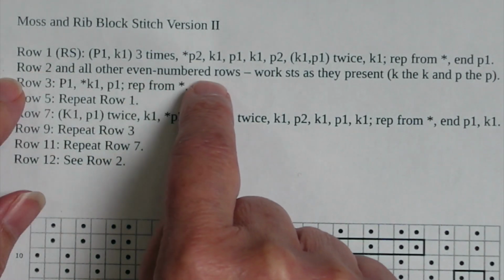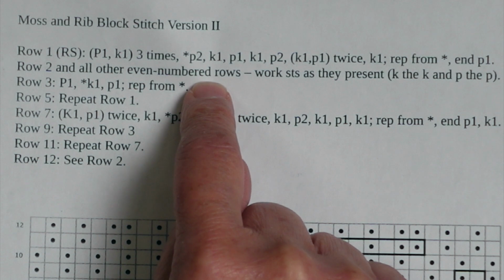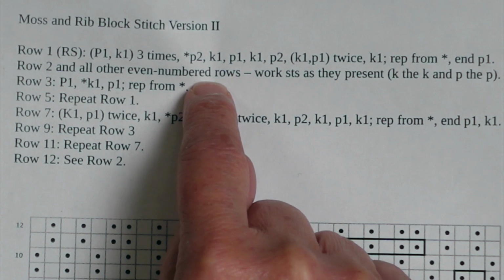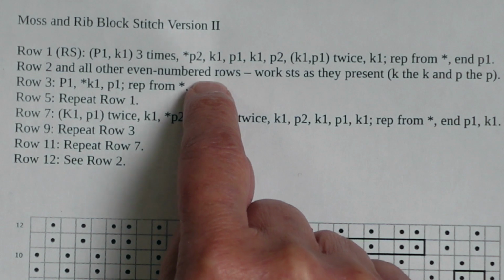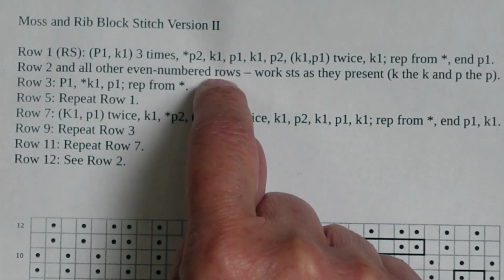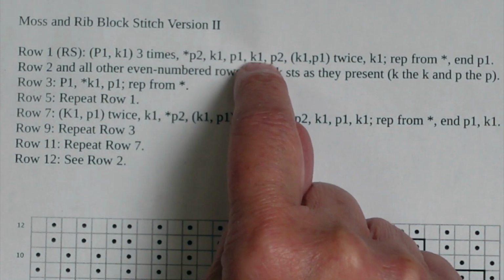All of the even rows are worked, the stitches are worked as they present, which means if they look like a knit, you knit it, and if it looks like a purl, you purl it. In order to convert that to knitting in the round, the instruction is exactly the same. If it looks like a knit, you knit it, and if it looks like a purl, you purl it. So you don't have to do any real conversion for these even number rows, you just have to duplicate whatever you did for the previous row.